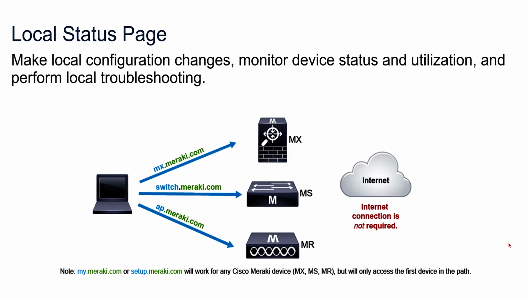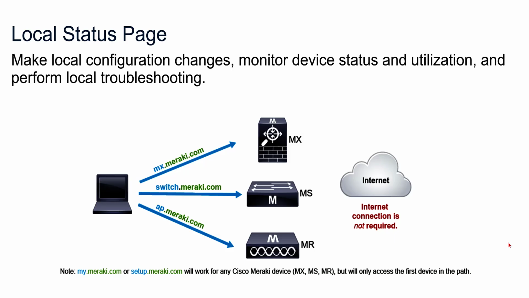To access it, you don't even need to know an IP address. You can go to mx.meraki.com for the MX appliances. You can go to switch.meraki.com for your MS switched appliances, and you can go to ap.meraki.com for your MR access point. Okay? I don't know why they didn't just make them MX, MS, and MR, but anyway. Or you can actually go to my.meraki.com, or you can go to setup.meraki.com.